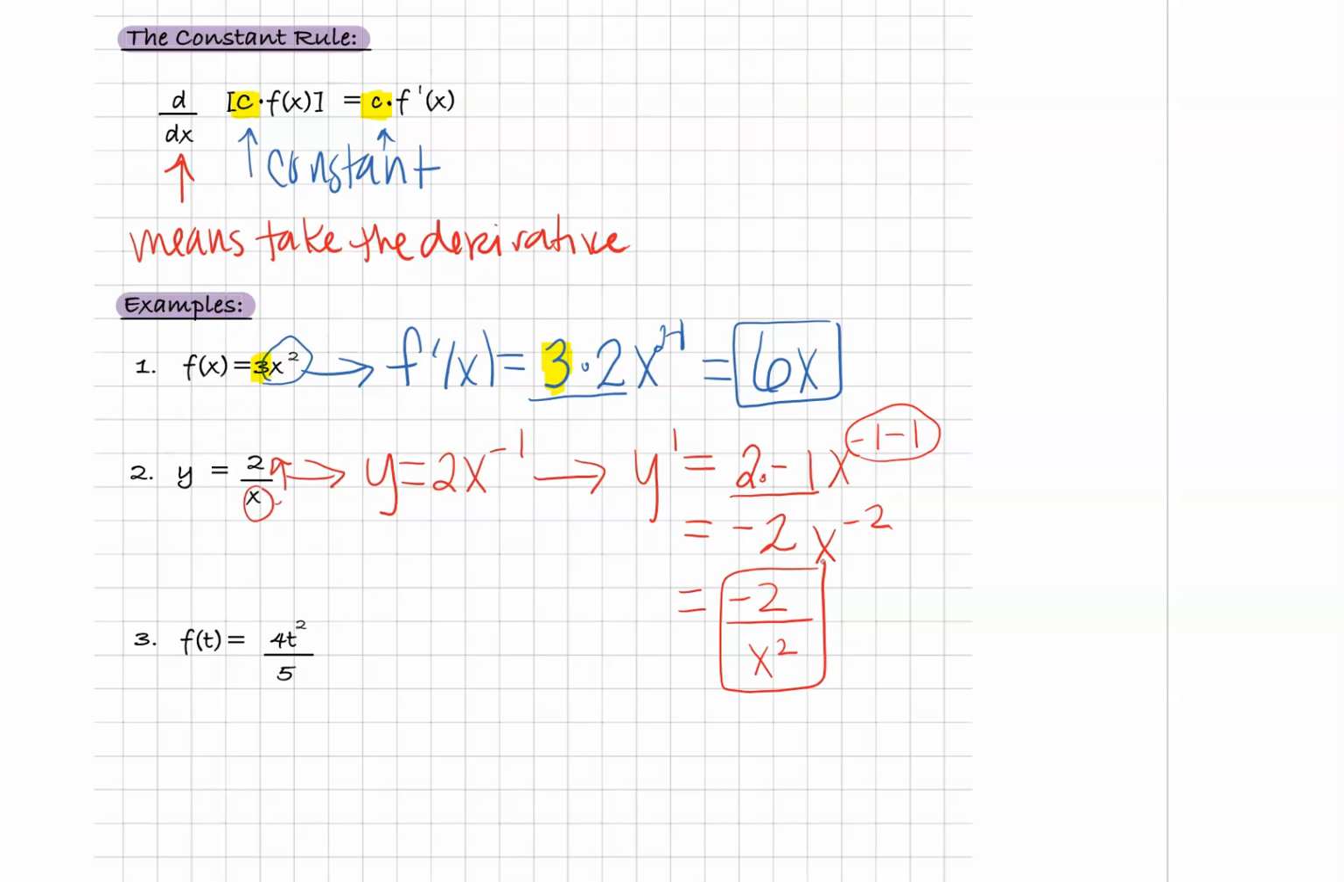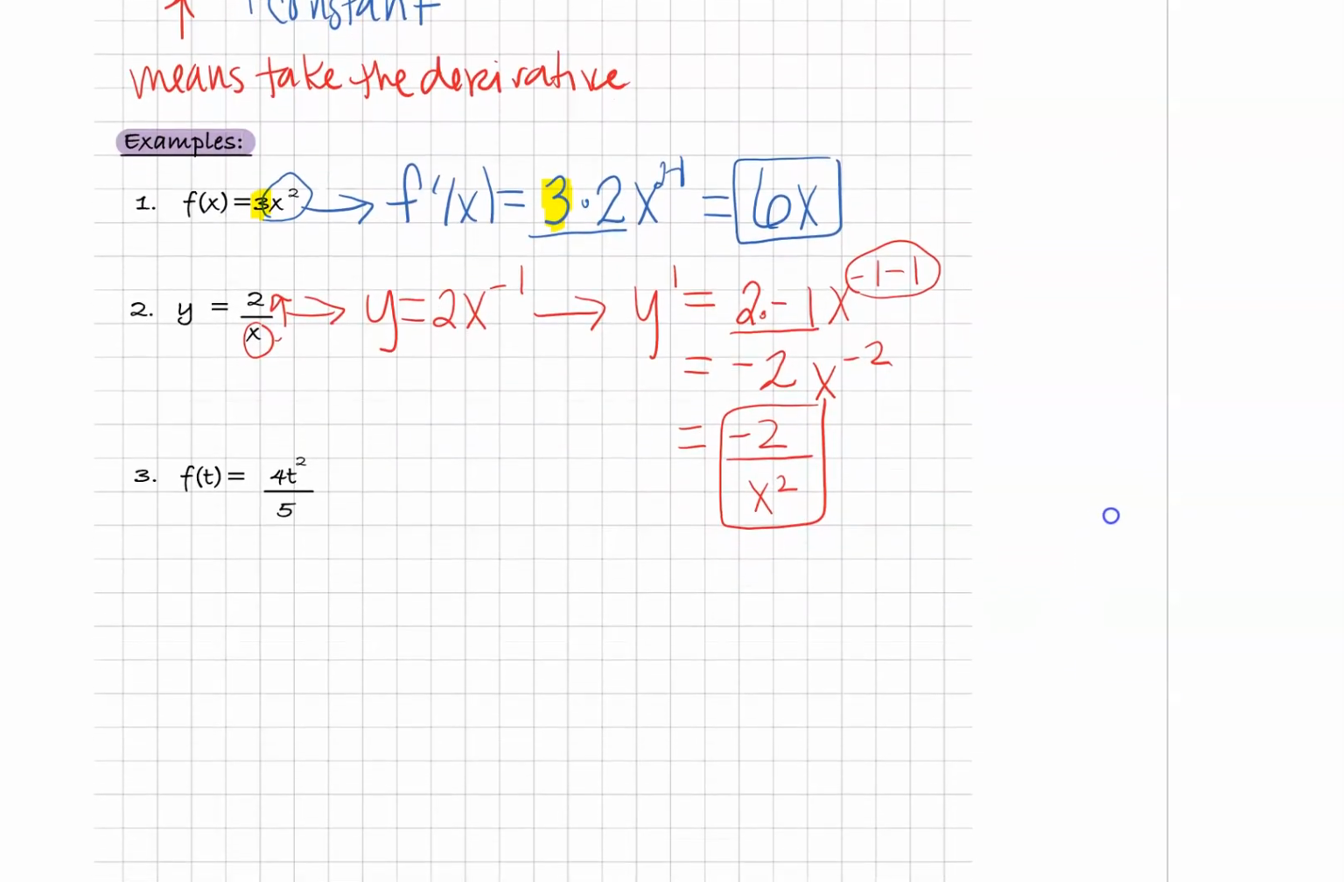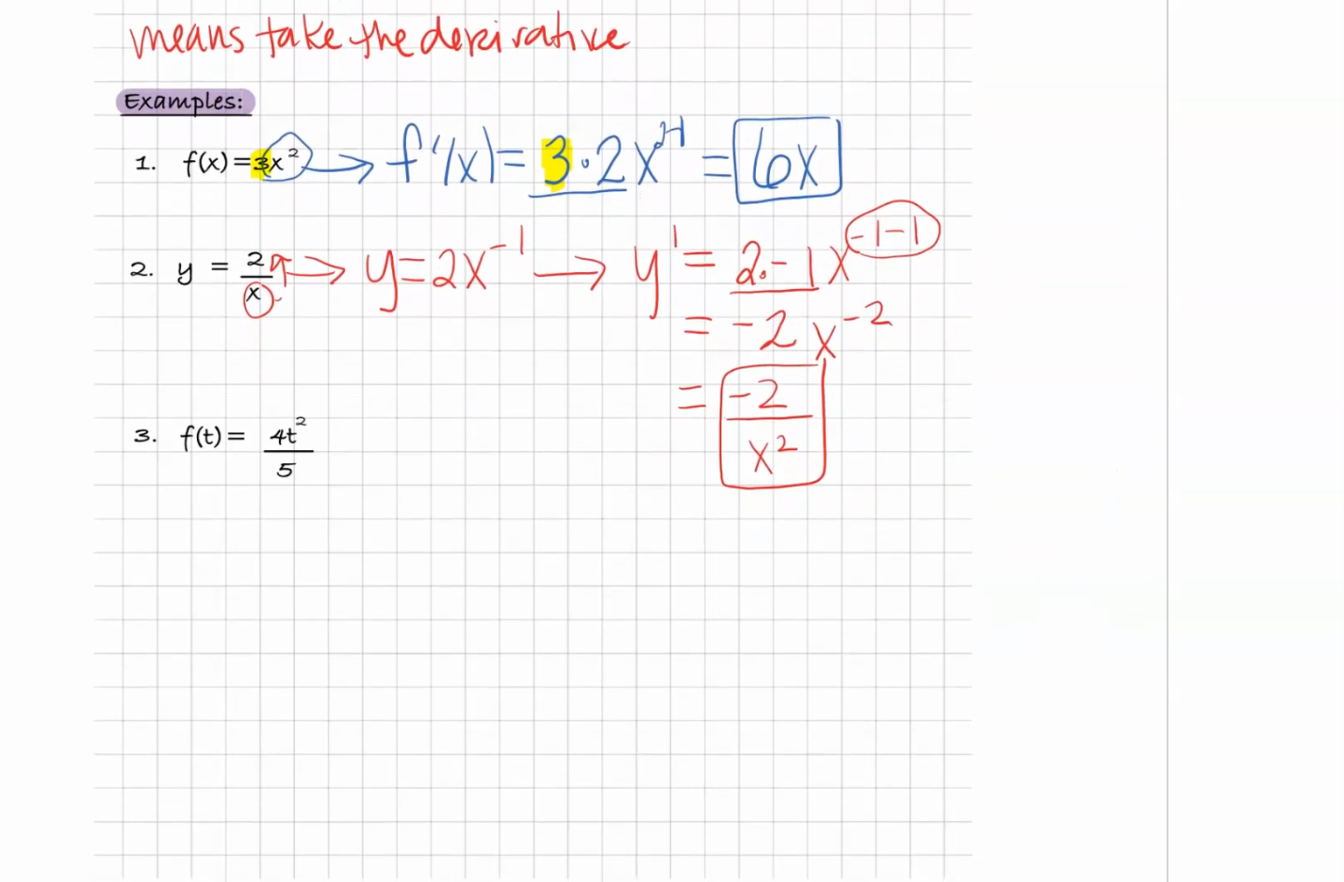Okay, let's look at this next one. This next one looks real similar to number 2, but actually I want to kind of play with some of these pieces. So when you're working with this problem here, this is actually the same thing as f of t equal to 4 over 5 t squared. Whether you have the t squared in the numerator or if you have it out to the side, those are the same. So in this case, again, this 4/5 is my constant, and it's going to go along for the ride.